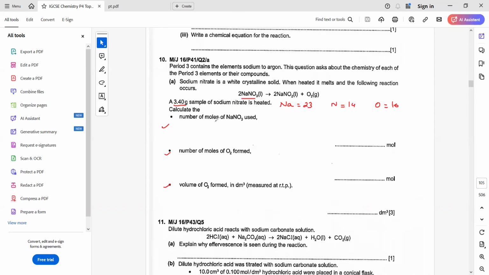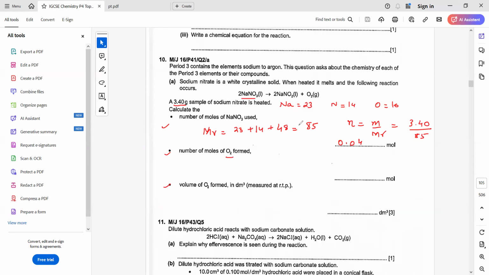First of all, we have to find out the Mr of NaNO3, and that is going to be 23 plus 14 plus 48, and that would be 85. Now, since we had mass, so we can use this formula. So that would be 3.40 over 85. So the answer to first part would be 0.04 moles. Is that correct? Yes, sir. Good.